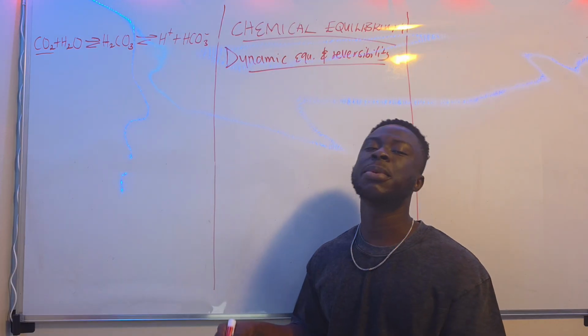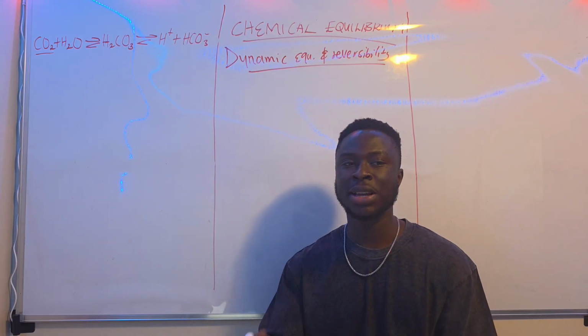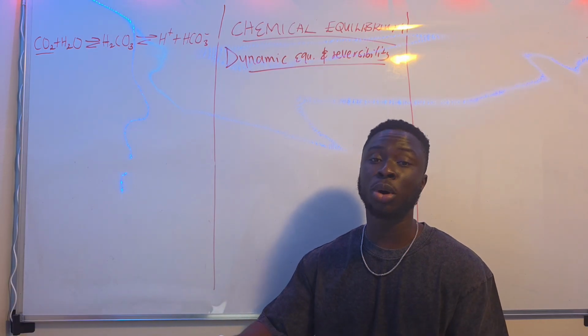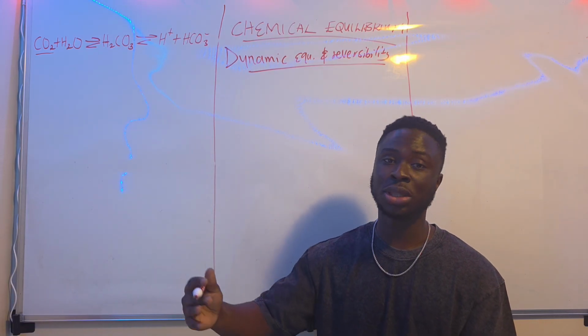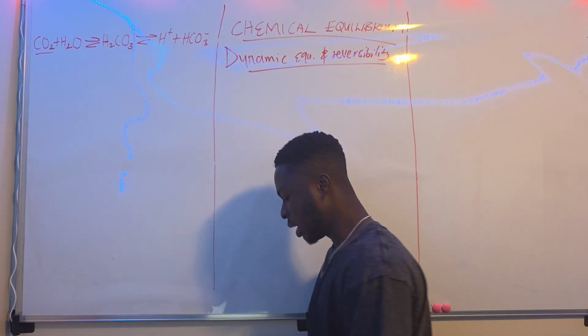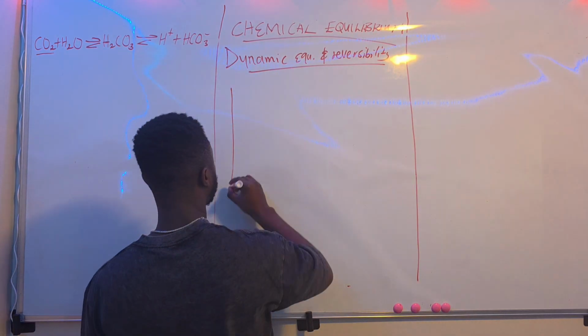Being in dynamic equivalence does not mean they are equal. It means it is at a point where the concentration of reactants is stable enough to keep on producing products, and the concentration of products is also stable enough to reverse back into the reactants. Now let me present it to you visually.